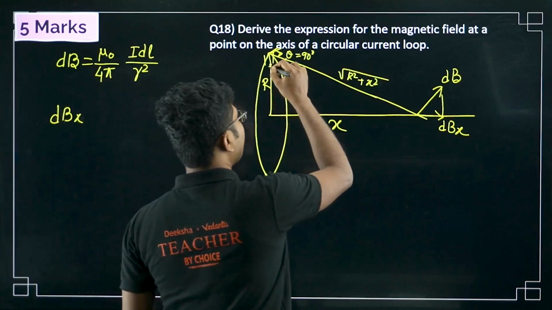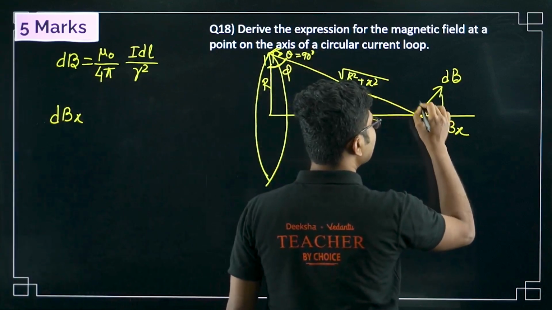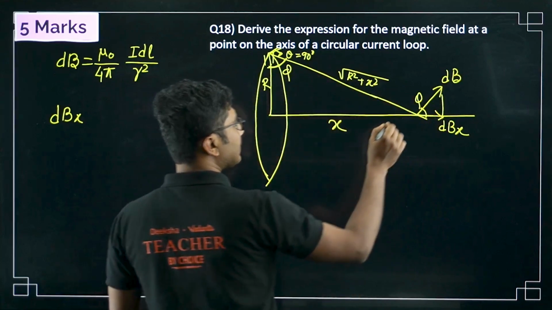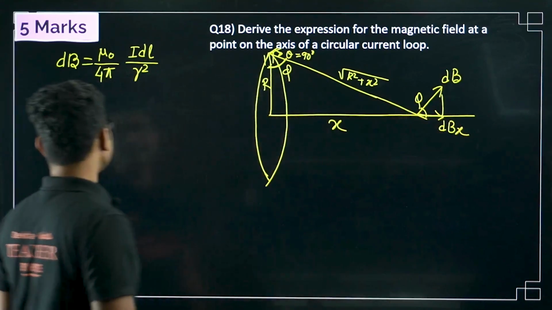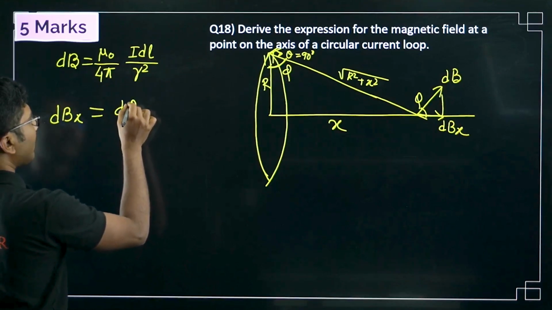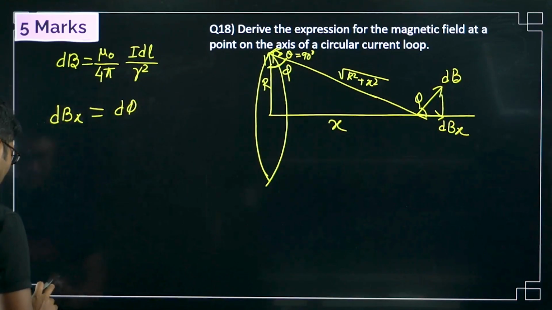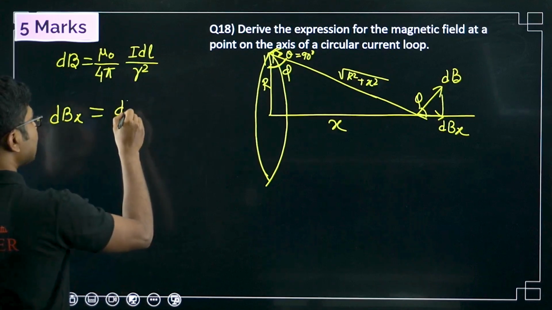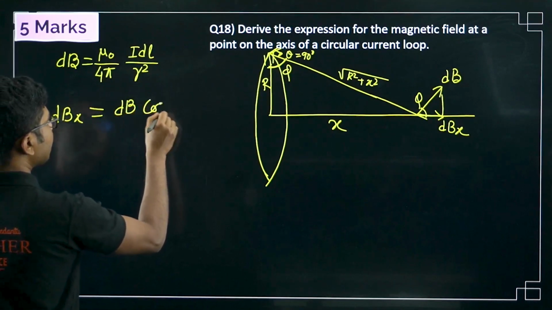So dBx, what is x component? If this is phi, it can be shown that this angle is also phi. So if this is phi, this is also phi, that means this is the adjacent component. So dBx is nothing but dB cos theta, dB cos phi, right? So just do that. These are the steps that you must remember.